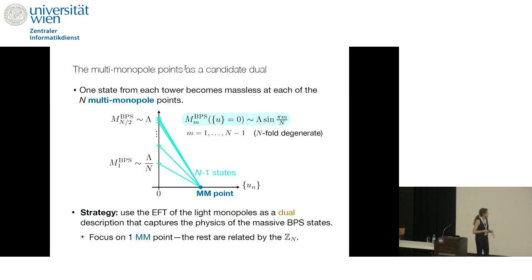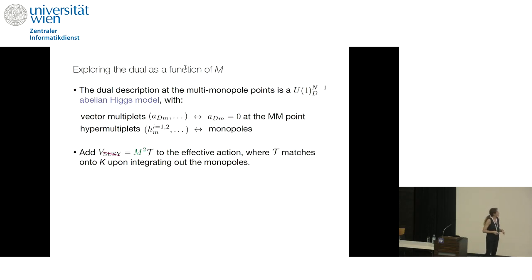And we can do this using the dual description at one multi-monopole point because the rest are related by the action of the Z_N, and we'll recover the rest of the BPS states. So that's going to be our philosophy going forward. And so let me tell you some of the properties of this dual description at the multi-monopole points.